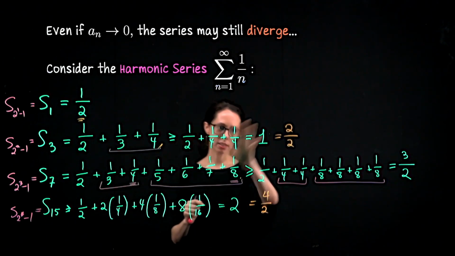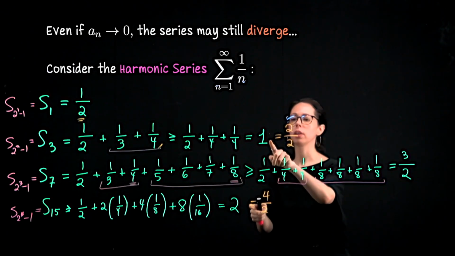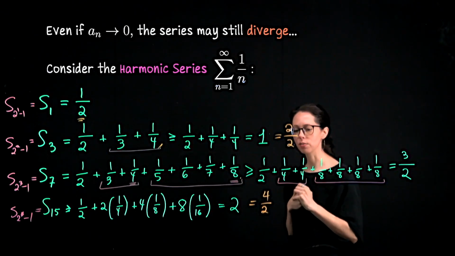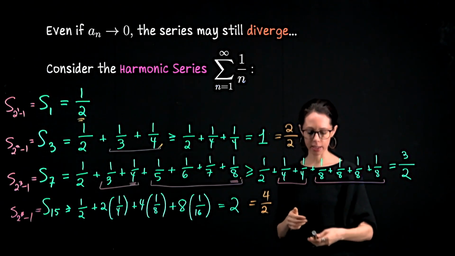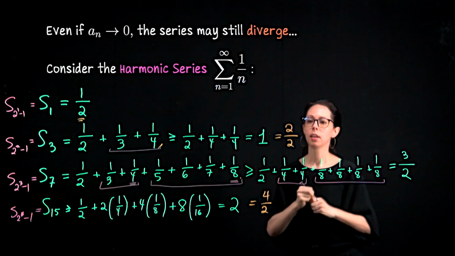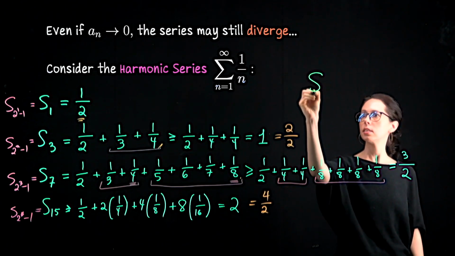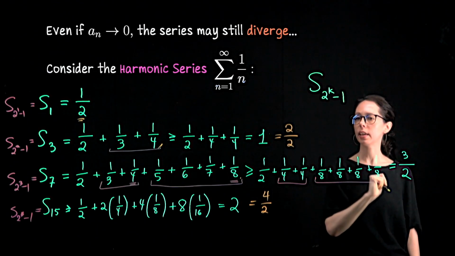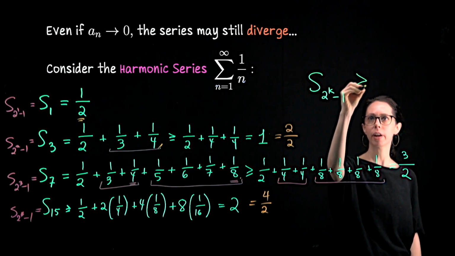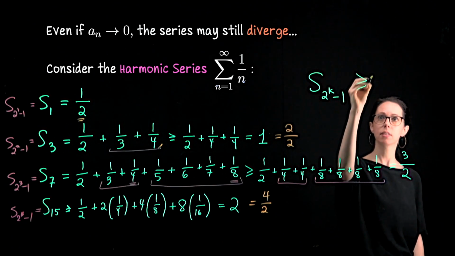So that was the motivation behind converting the whole numbers 1 and 2 to their fraction forms 2 over 2 and 4 over 2. So what we can say is that in general, S sub 2 to the k minus 1 is, it's really greater, but I'll write greater than or equal to k halves.